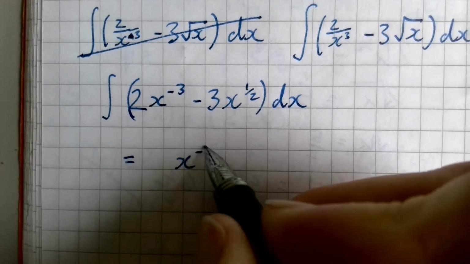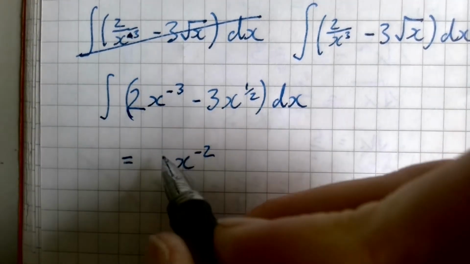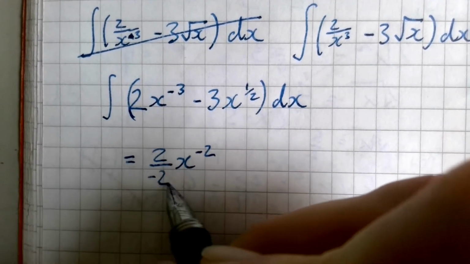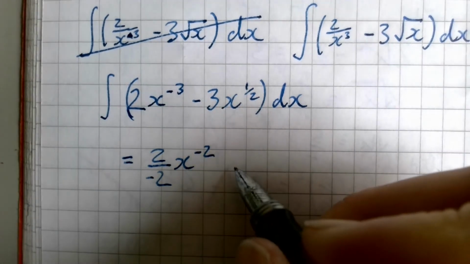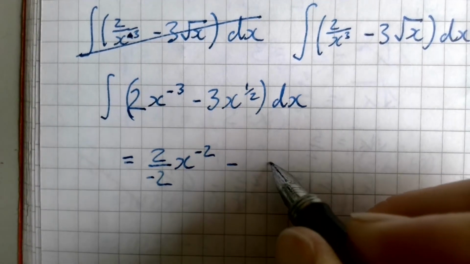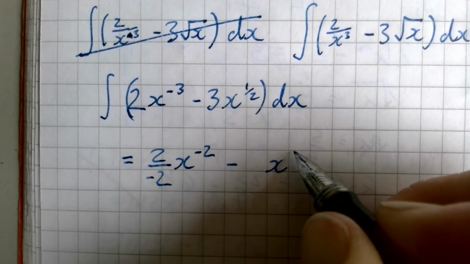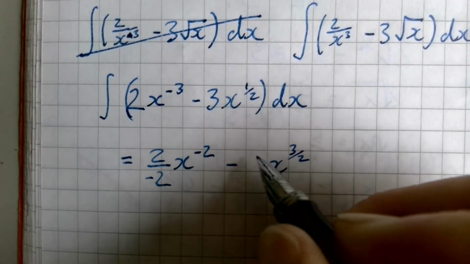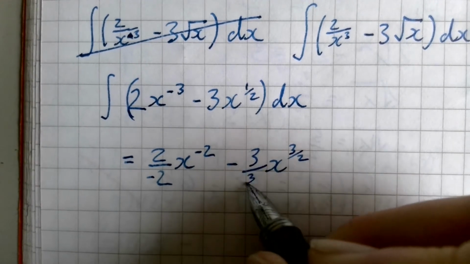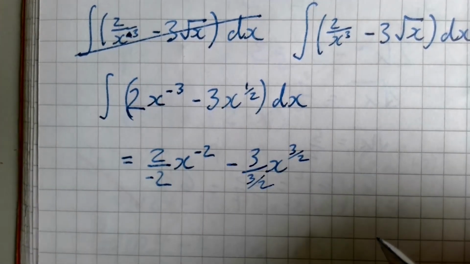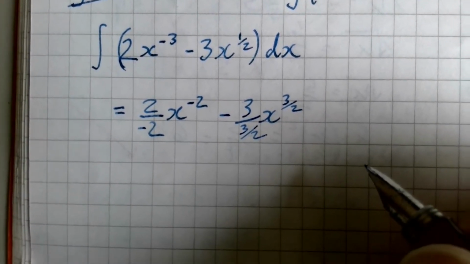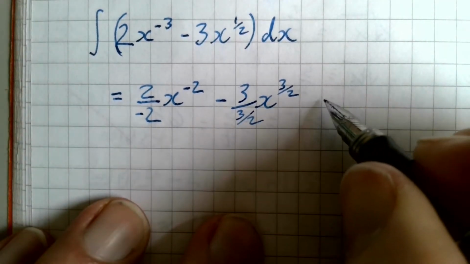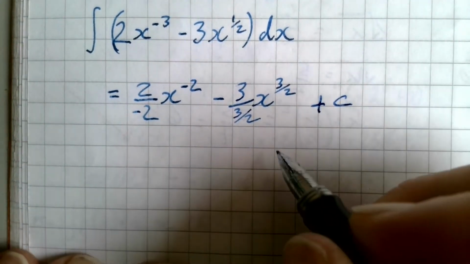Power goes up 1 from negative 3 to negative 2. I'm going to divide 2 by negative 2, and then I'm going to have x to the half will become 3 over 2 when we add 1 to it, and I'm going to divide my 3 by 3 over 2. So that's going to take a little bit more thought. So over here, and we'll have plus c.